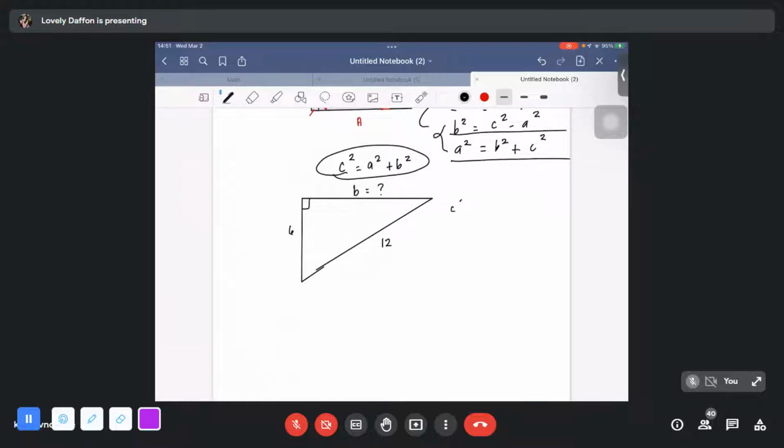So our formula is C squared equals A squared plus B squared. So our C squared is 12 squared equals, our A is 6, that's 6 squared, plus B squared.